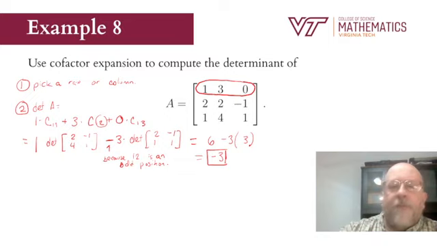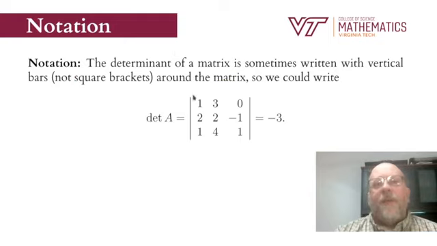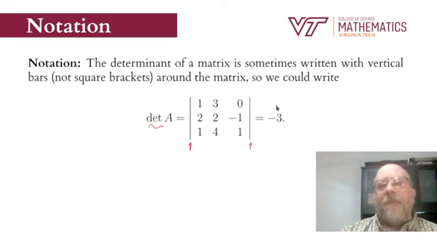Okay, let's move on. Just as a bit of notation, the determinant of a matrix is sometimes written with vertical bars, so it looks like an absolute value around an entire matrix. So instead of writing the determinant of A, we could write the vertical bars around the matrix, and it means the same thing. In both cases, the answer is -3.